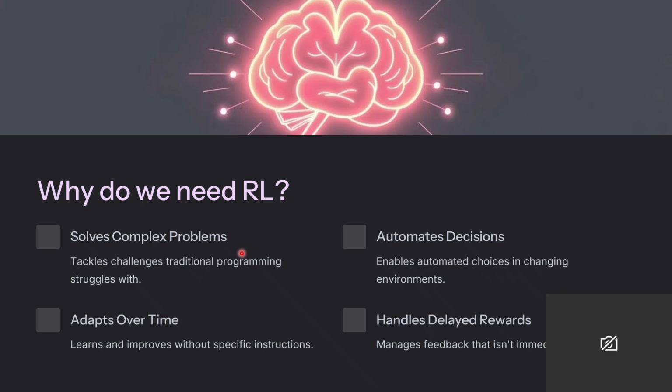And then second, it helps machines make decisions on their own, which is super useful in real life situations like driving cars, playing games, or running factories. And third, reinforcement learning can adapt over time. That means it doesn't need new instructions every time things change. It can figure it out on its own. And finally, reinforcement learning is good at dealing with delayed rewards. Sometimes the results of an action come much later, like making a move in chess that wins the game 10 turns later. Reinforcement learning can handle that.